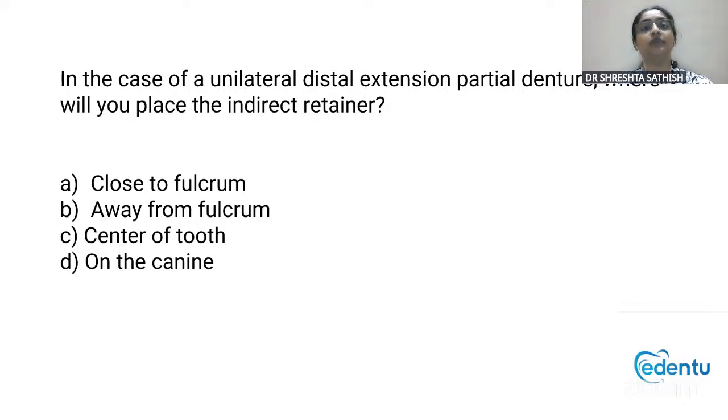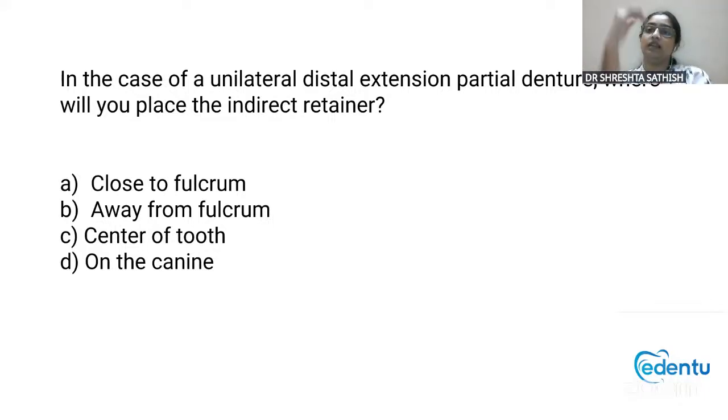In the case of a unilateral distal extension partial denture, where will you place the indirect retainer? Yes, doctor, your answer is correct. Away from the fulcrum is correct. But here you have one more option, okay? On the canine.